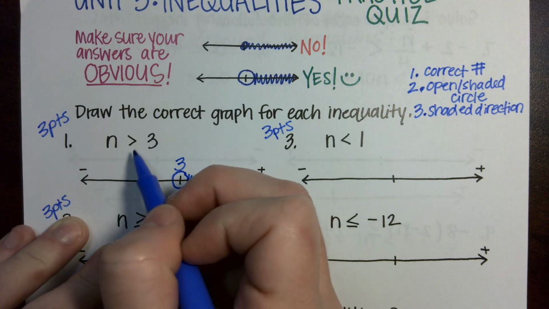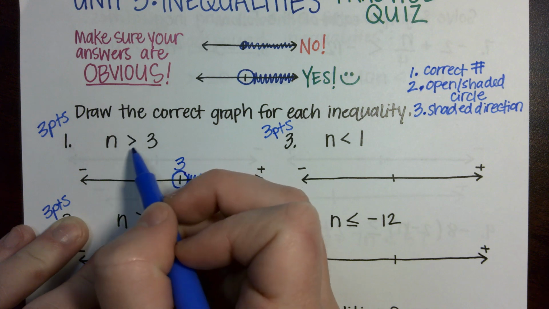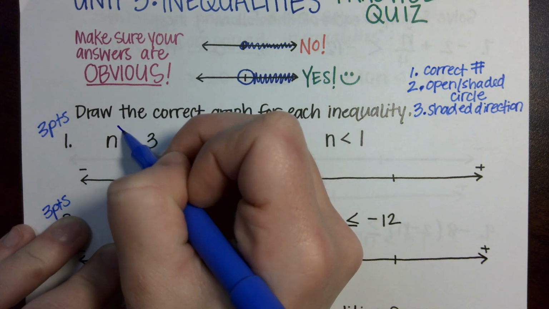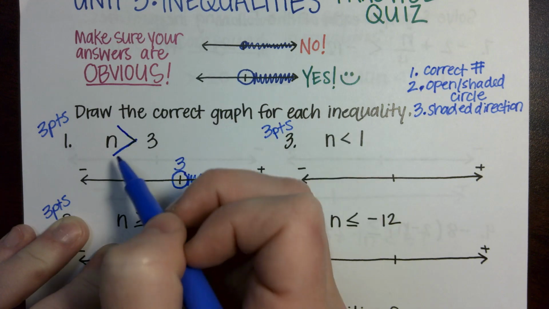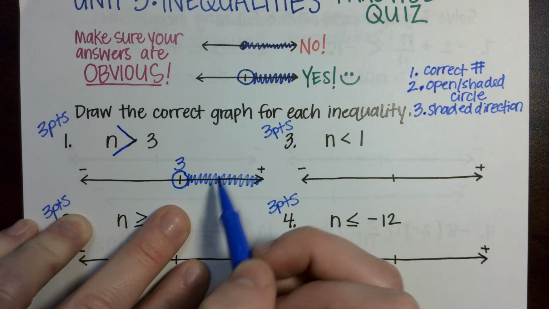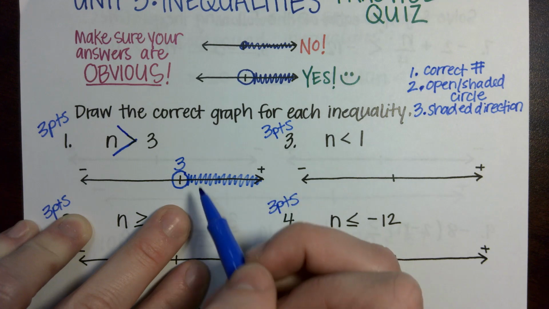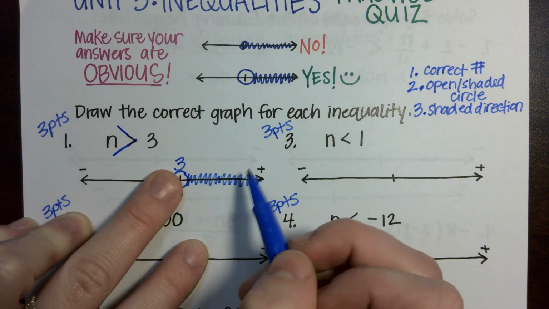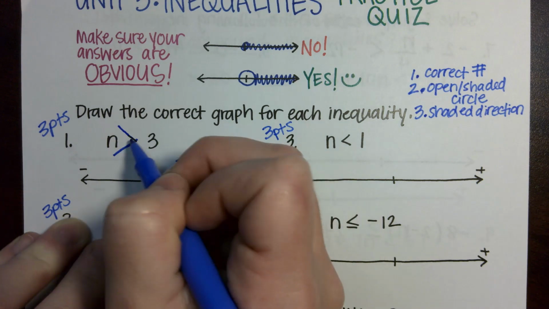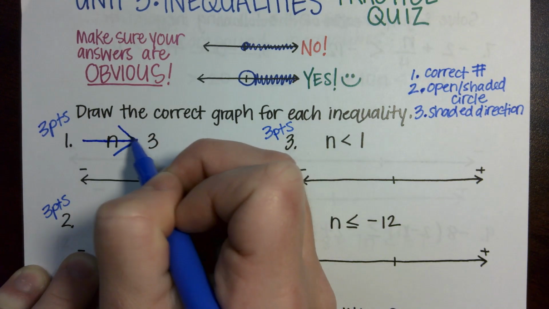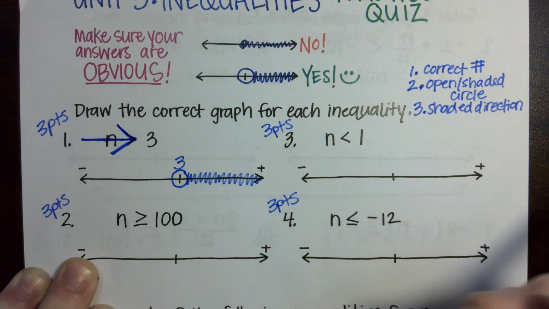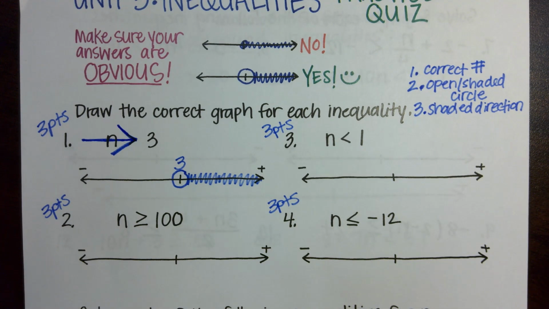Yes. This says that n is bigger than 3. We can see that the big opening is facing the n. N is larger than 3. So that means we shade where 3 is getting bigger. Any number bigger than 3 could be n. We can also think of this as an arrow. It tells us to shade this way. Awesome. Questions on number 1?